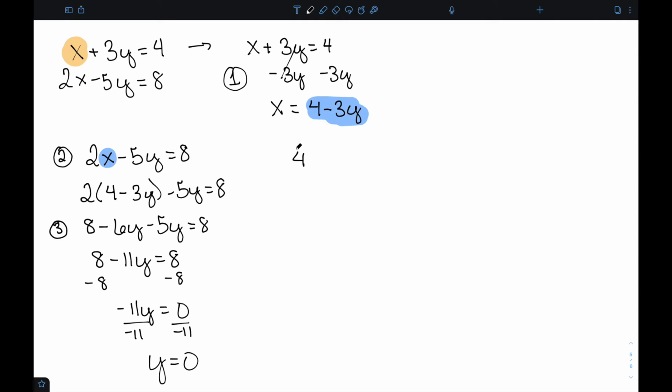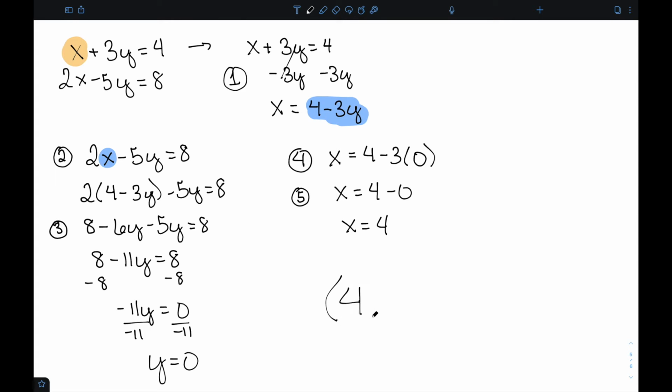Step 4 is to then plug this back in to the result for step 1. So x is equal to 4 minus 3 times y, which we just found to be 0. And then step 5 is to solve this. 4 minus 0, or x equal to 4. So my solution is 4, 0.